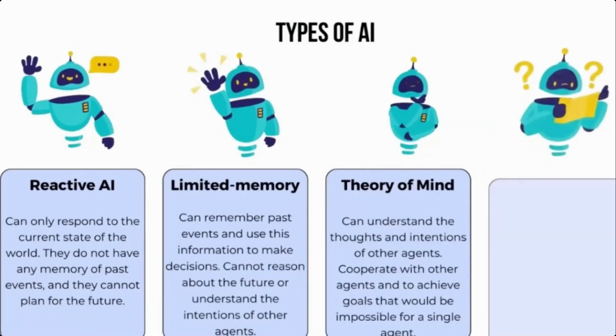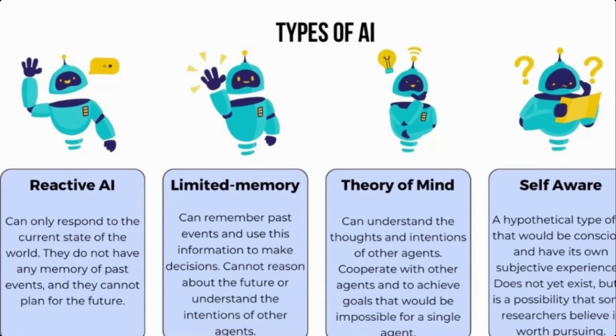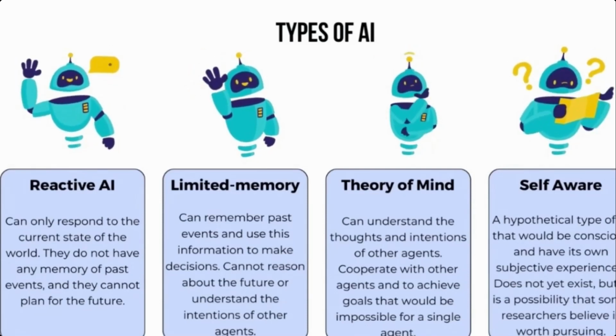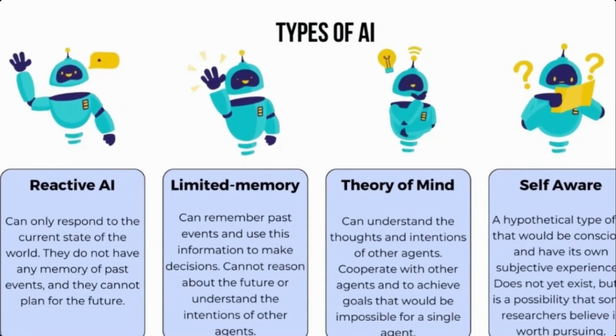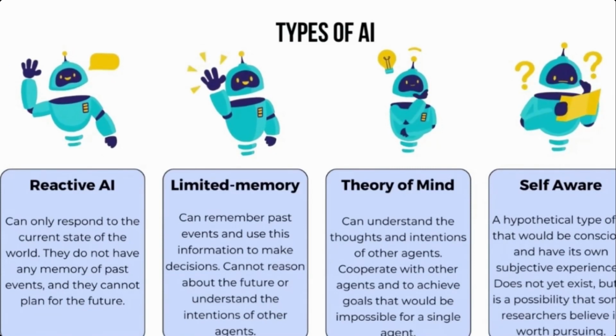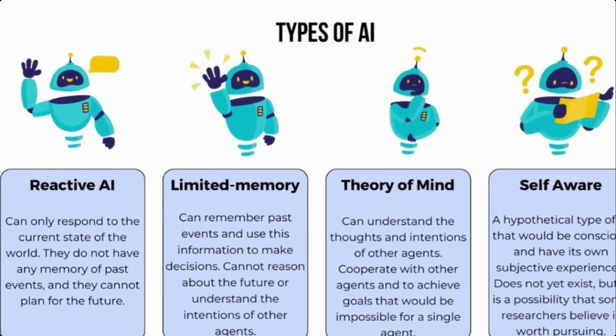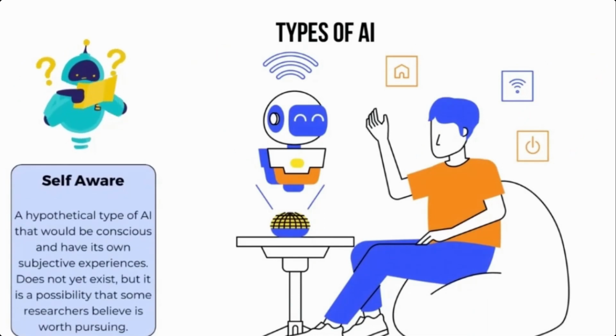The fourth type of AI is self-aware AI. Self-aware AI is a hypothetical type of AI that would be conscious and have its own subjective experiences. Suppose we have a personal robot assistant named Eve. If Eve were a self-aware AI, she wouldn't just follow pre-programmed instructions or react to our commands. Instead, she'd understand her own existence and have her own feelings and thoughts.